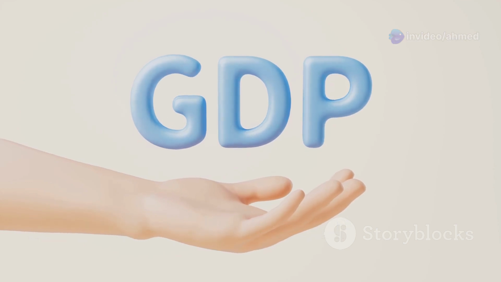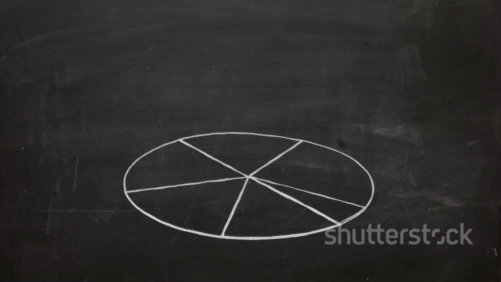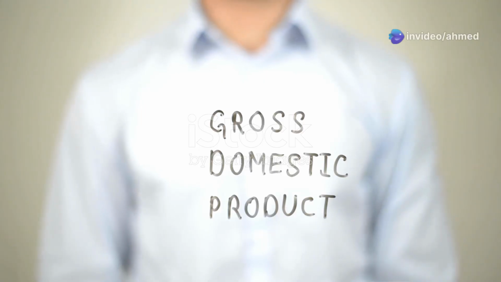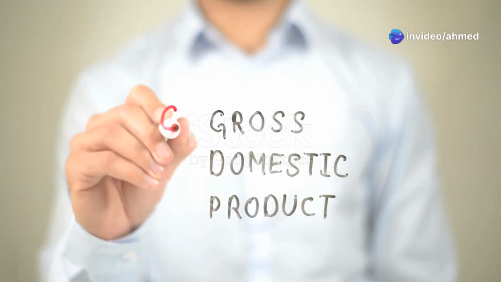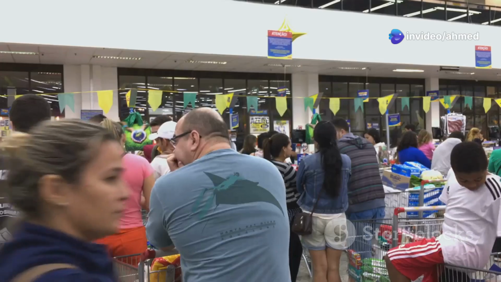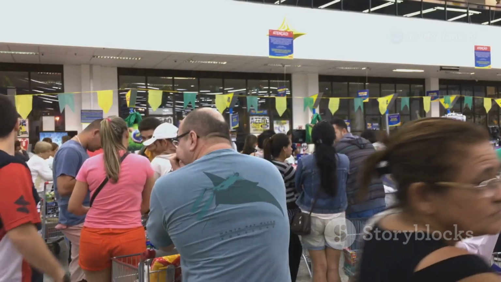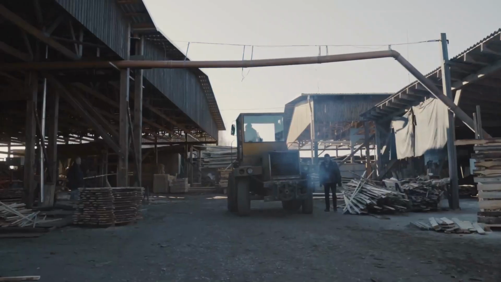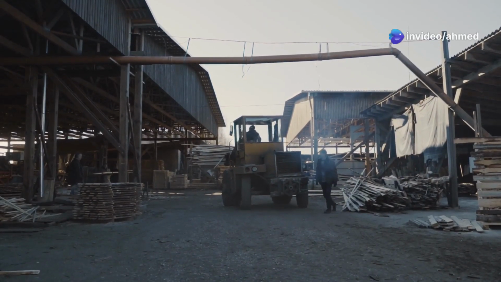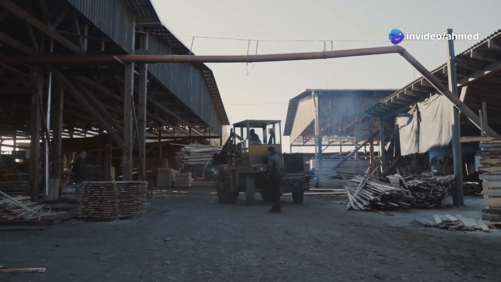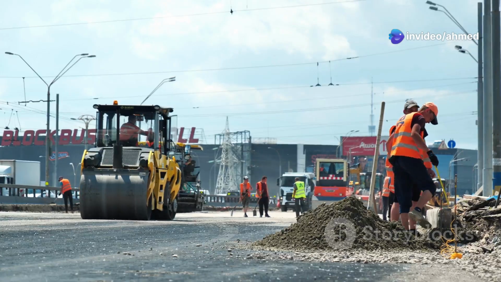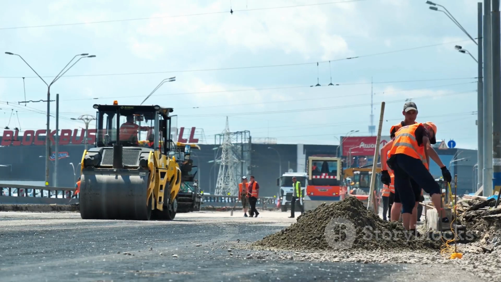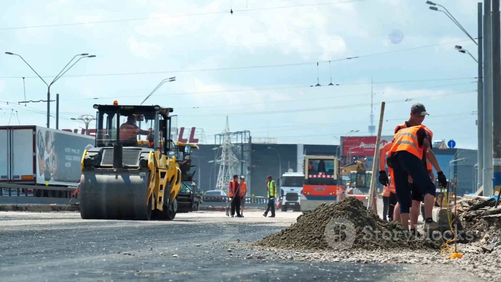Section 4. The building blocks of GDP. As mentioned, the expenditure approach to GDP calculation focuses on four key components: consumption, investment, government spending, and net exports. Consumption represents all spending by households on goods and services like groceries, cars, and entertainment. Investment includes spending by businesses on capital goods like machinery and factories, as well as changes in inventories. Government spending encompasses expenditures by all levels of government on goods and services, such as infrastructure projects and public education.